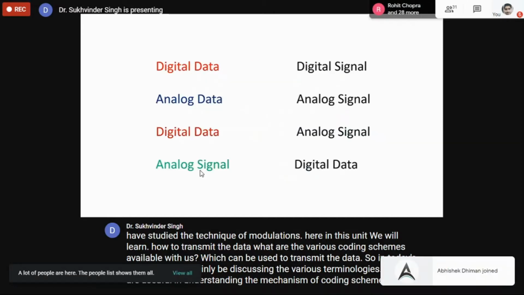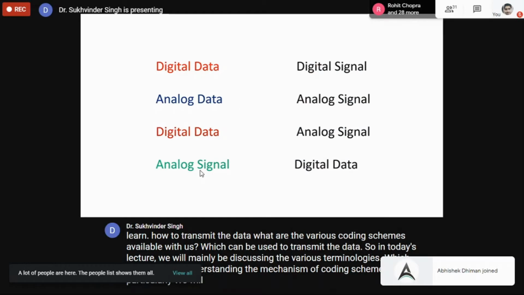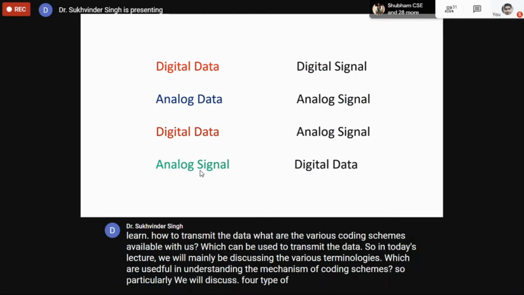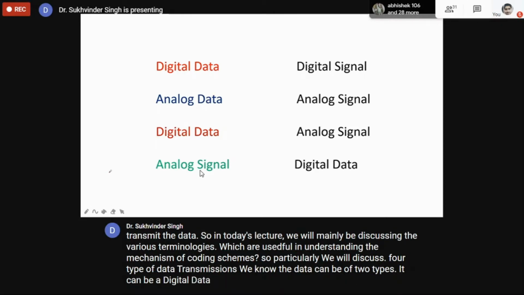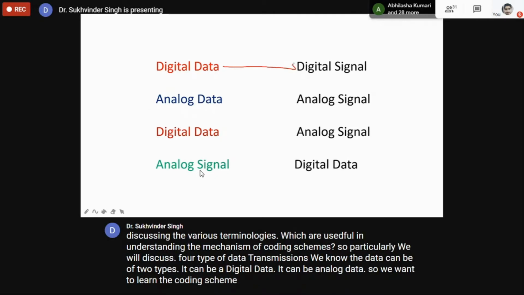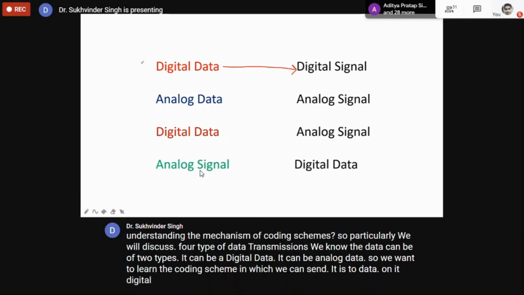So particularly, we will discuss 4 types of data transmissions. We know the data can be of 2 types. It can be a digital data, it can be an analog data. So, we want to learn the coding scheme in which we can send a digital data on a digital signal. Let us call it scheme number 1.